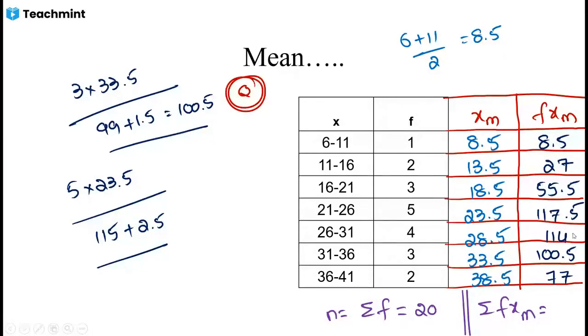Check once here. 0.5, 0.5, 0.5, 0.5, 2 will be added. 4.5, that 2 will be added. So the decimal part is not there. If you add all that, we'll actually get 500. Now finally, the mean is nothing but after all this, 500 upon 20, which is 25.